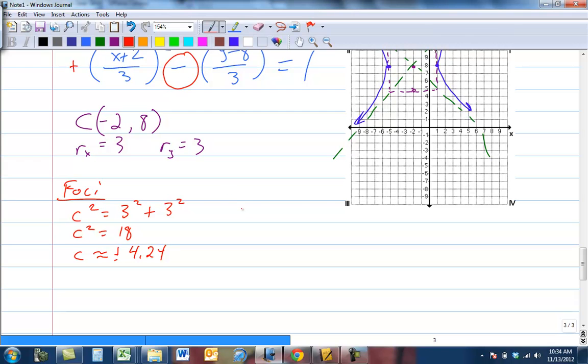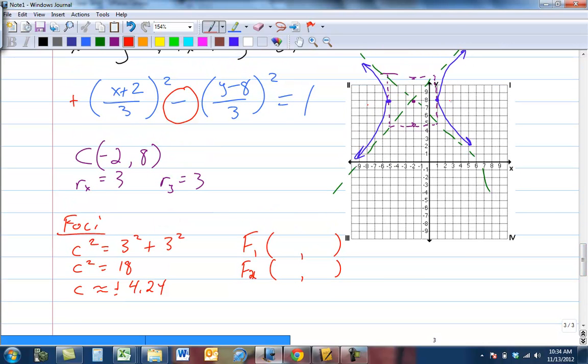So where are our foci? F1 and F2. Now, because the foci are going to be inside these curves, our foci are going to go left and right from the center. So our y-coordinate doesn't change. Because we're moving left and right, this is going to stay 8 and 8. But our x-coordinate is going to change. -2 plus the focal radius of 4.24 is 2.24. And then -2 minus 4.24 is... Oops, I did that backwards, but either way, it doesn't matter. We should get -6.24 and 2.24.